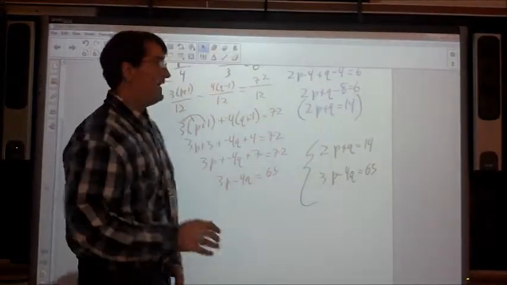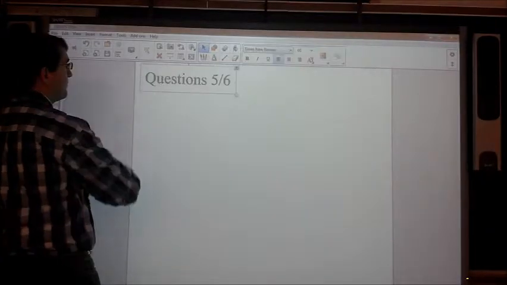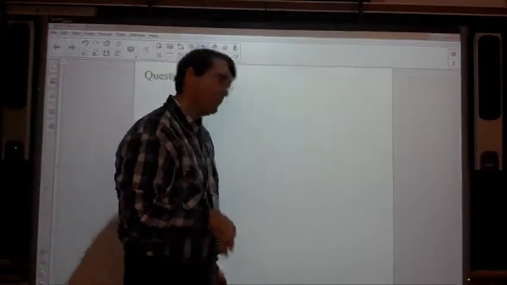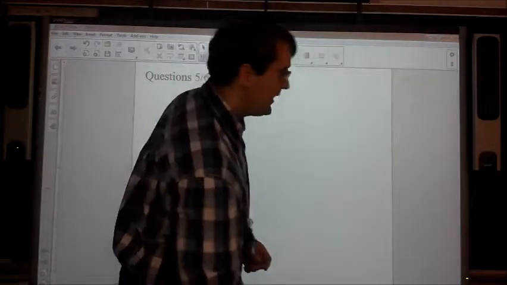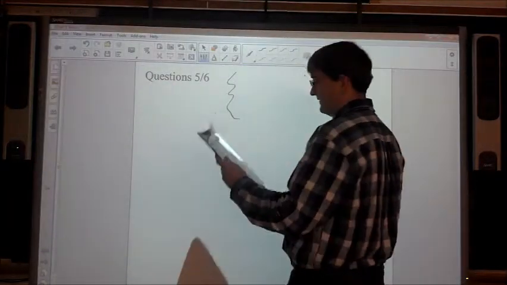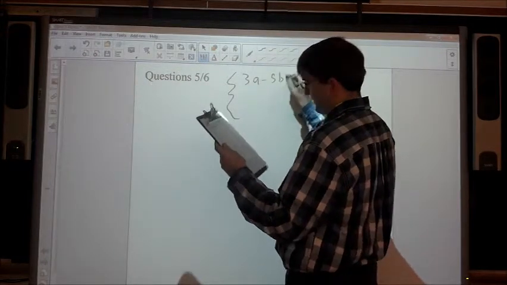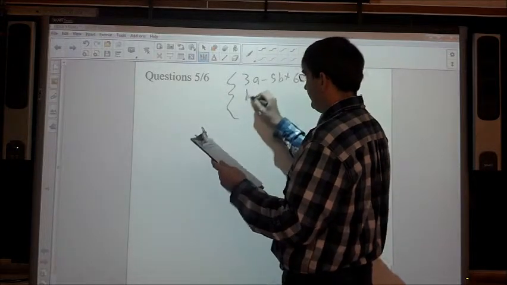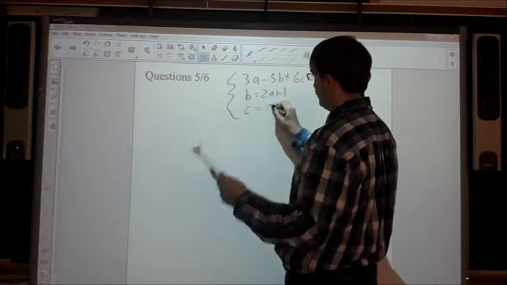Next up, I want to talk about 5 and 6. There's similar problems to these. Questions 5 and 6. I'm actually just going to do number 5, kind of step you through that one, but since 5 and 6 are pretty much the same kind of thing, this should hopefully help you with both of them. So, number 5 here, we have 3 equations. 3a minus 5b plus 6c equals 17. Then we have b is equal to 2a plus 1, and c is equal to a plus 4.